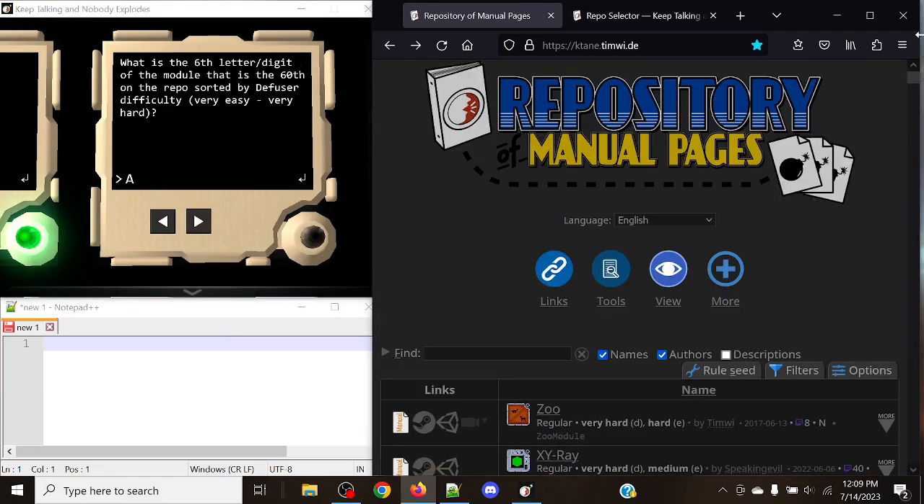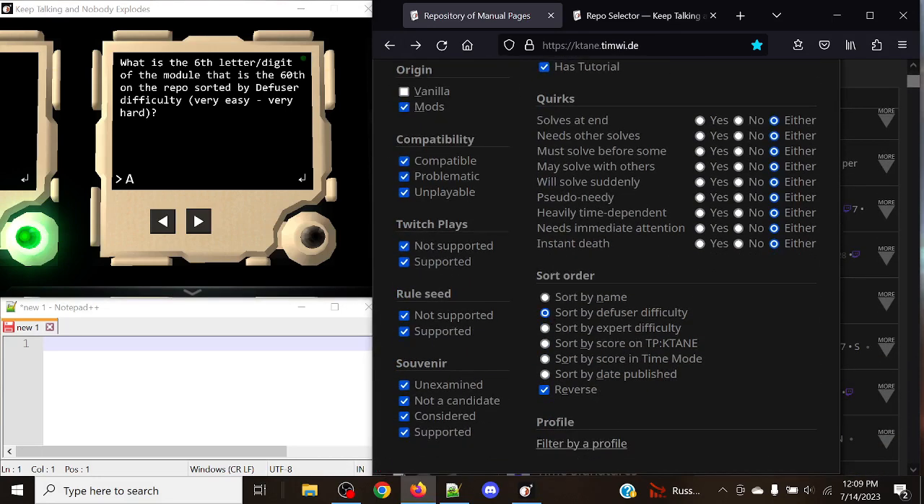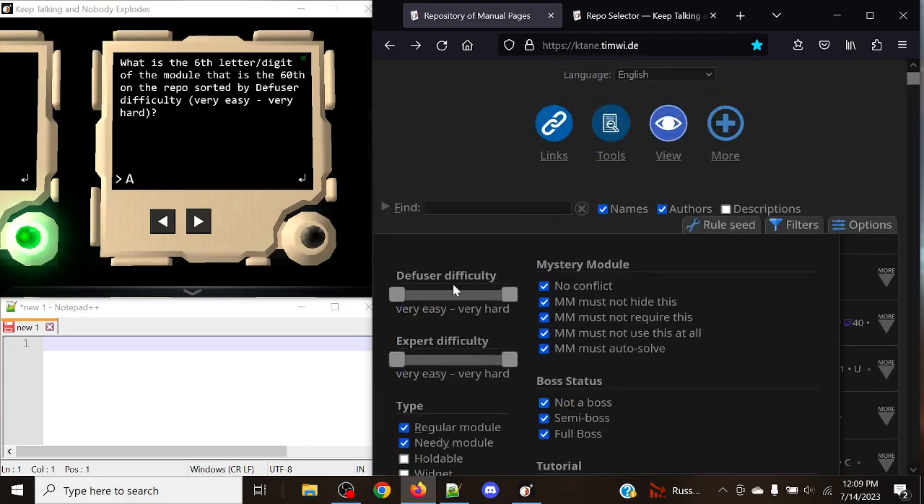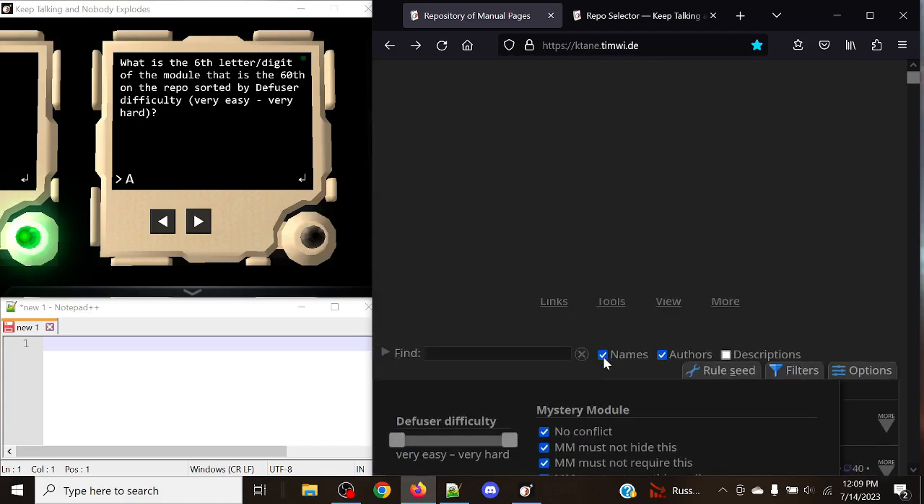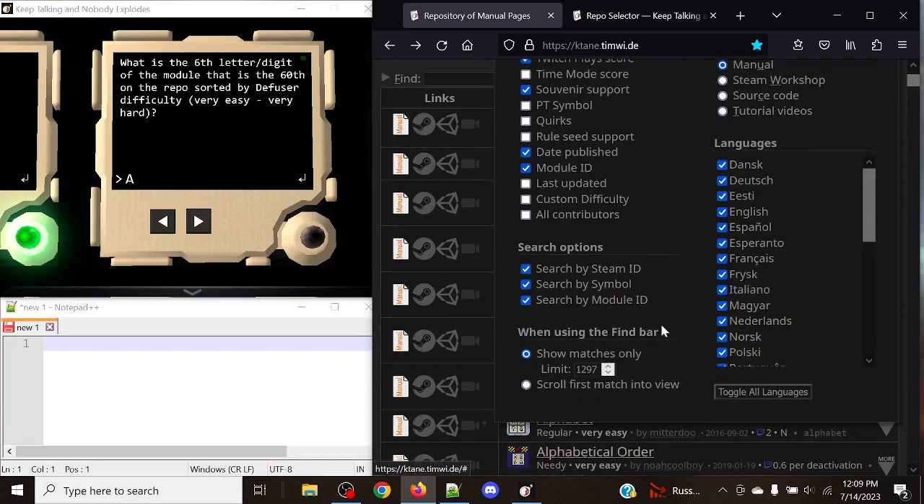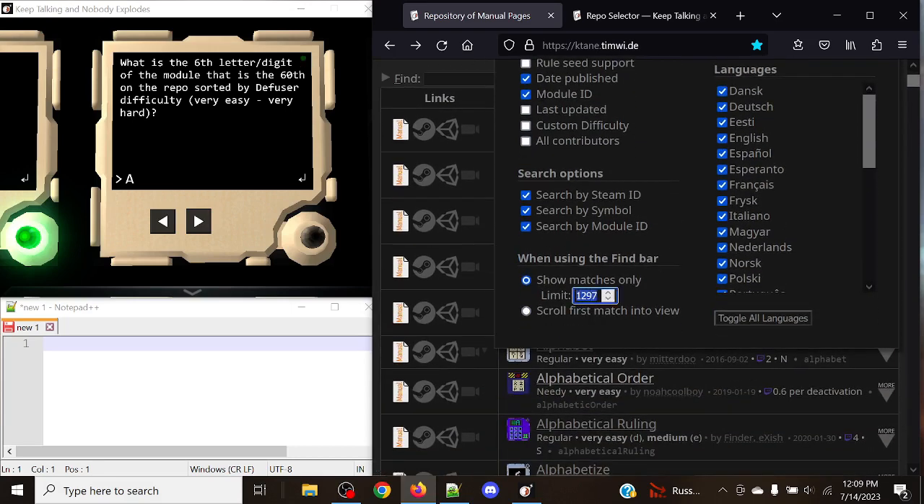So, what is the 6th letter or digit of the module that is 60th on the repo, sorted by defuser difficulty, very easy to very hard? Now this one should be very straightforward. So, sort by defuser difficulty. We're not going to reverse it because we need very easy to very hard. So let's take a look at the 60th one. And then we'll go to first matches of 60.